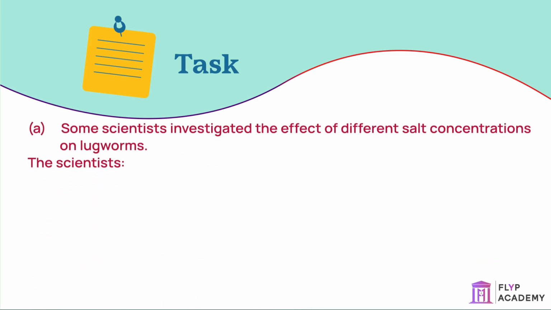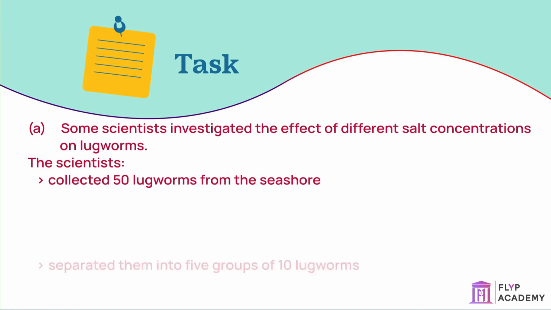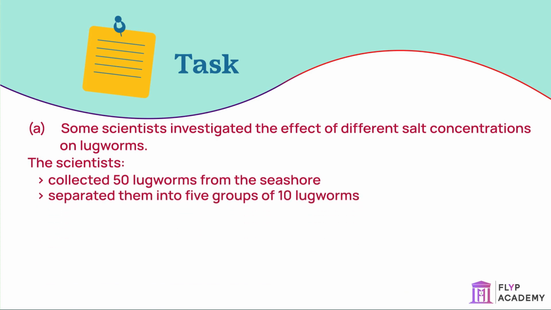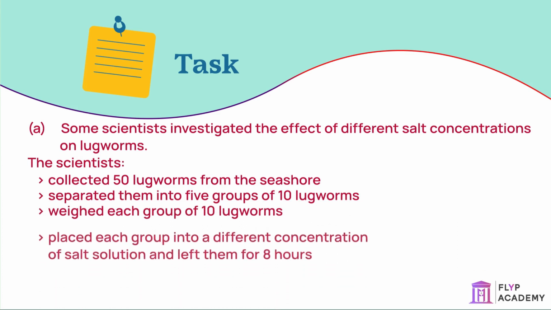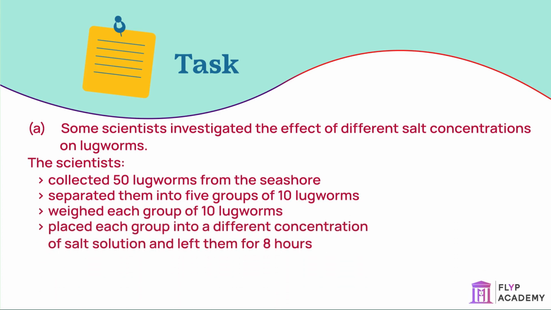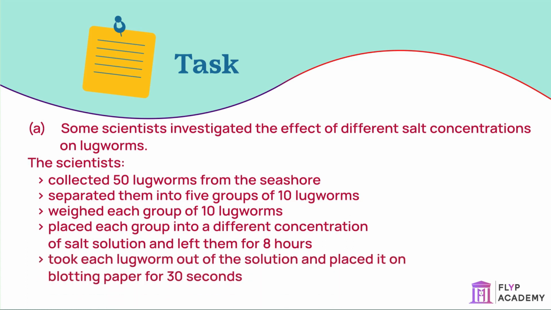Some scientists investigated the effect of different salt concentrations on lugworms. The scientists collected 50 lugworms from the seashore, separated them into 5 groups of 10 lugworms, weighed each group of 10 lugworms, placed each group into a different concentration of salt solution and left them for 8 hours. Took each lugworm out of the solution and placed it on blotting paper for 30 seconds. Reweighed each group of 10 lugworms.